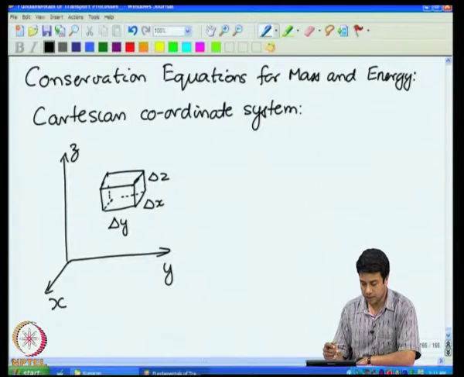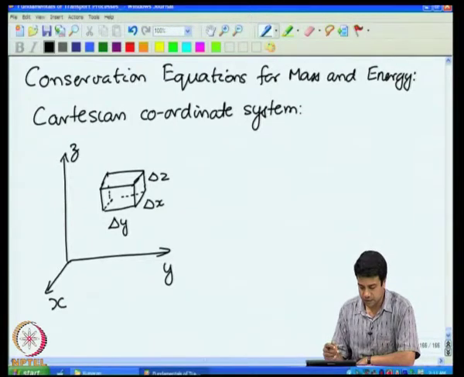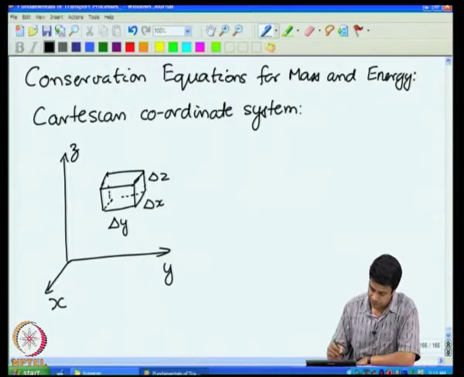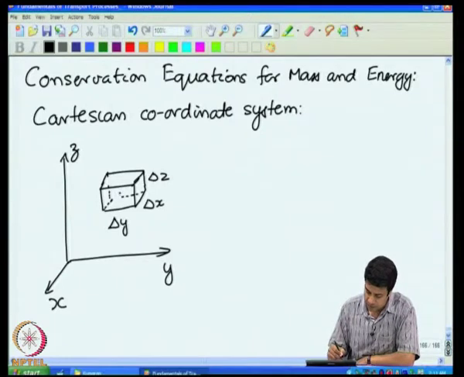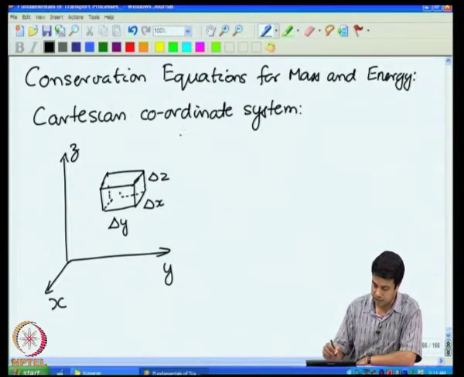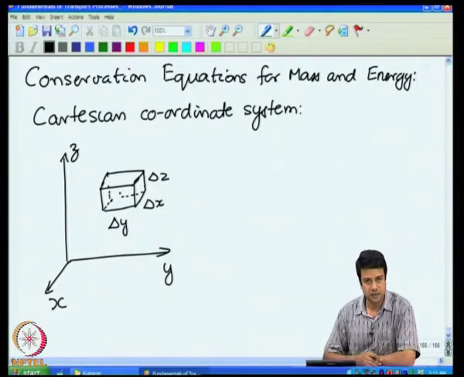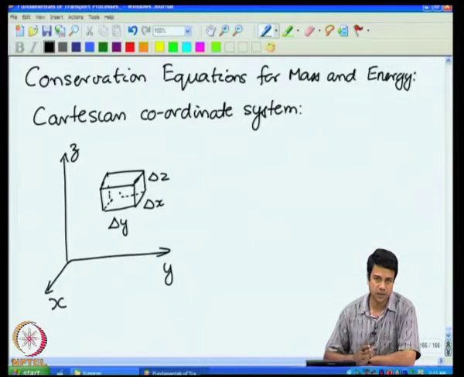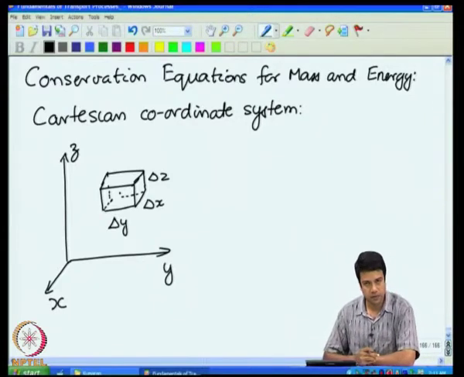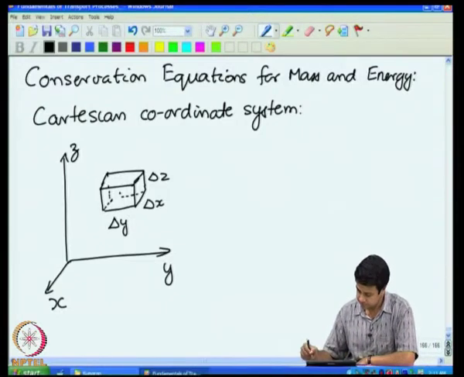The right and left faces are at constant y, the front and back faces are at constant x, and the top and bottom surfaces are at constant values of z. And I will consider this to be centered at the location x, y and z. Okay. So, that it is bound by surfaces at x plus delta x by 2 and x minus delta x by 2. Similarly, y plus delta y by 2 and y minus delta y by 2, and similarly in the z direction.